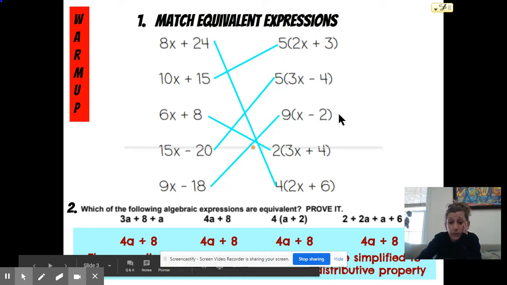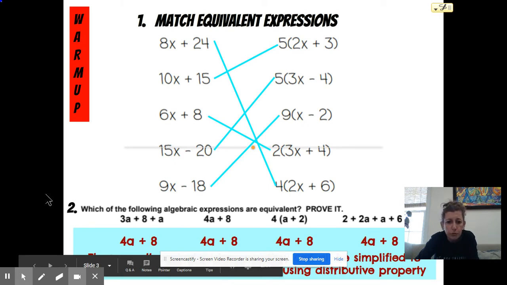Hey, so today's Thursday, and this is our warm up for today. We wanted to match equivalent expressions, if you recall the distributive property from last week. Here's what we do. We want to distribute to everything in the parentheses in order to get rid of it. And this one kind of went backwards.